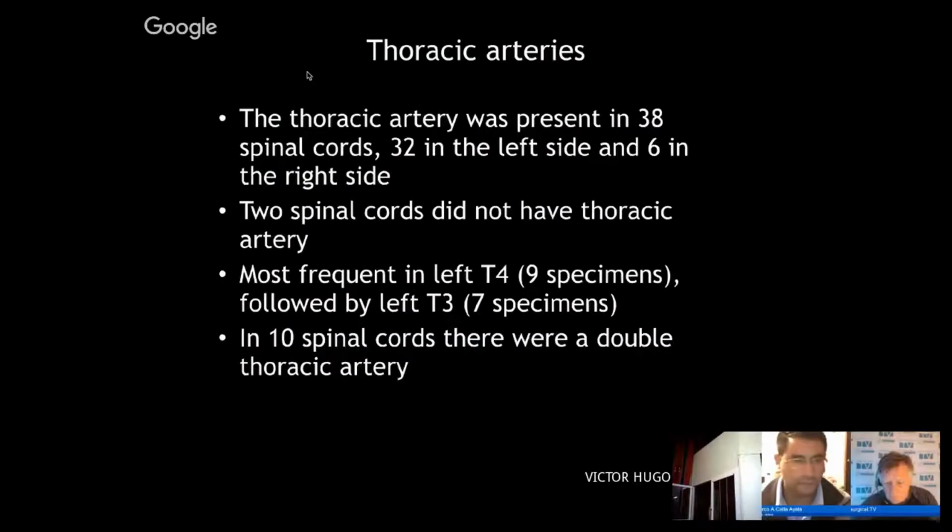The thoracic artery was present in 38 spinal cords: 32 on the left side and 6 on the right side. Two spinal cords did not have a thoracic artery. It was most frequent at left T4, 9 specimens, followed by left T3 in 7 specimens. In 10 spinal cords, there was a double thoracic artery.